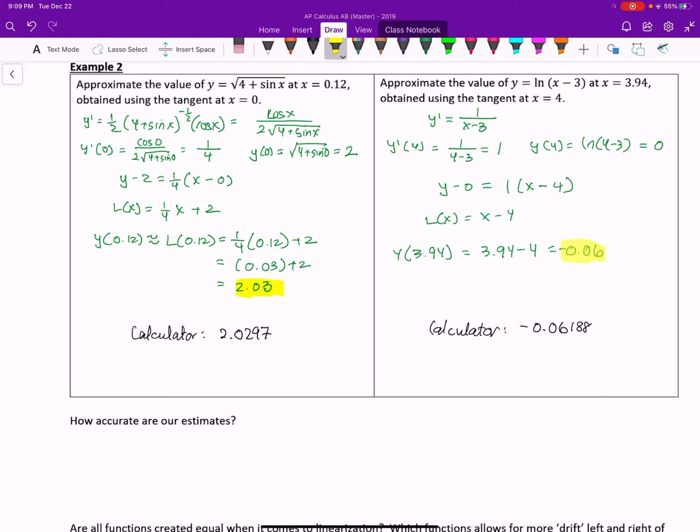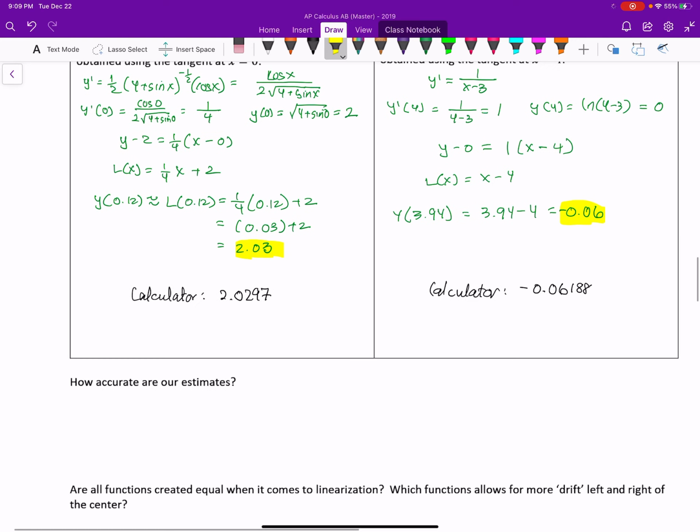Now, does that always happen? No, not necessarily. However, if it's centered closely to the value we're trying to estimate at, it will work. How accurate are our estimates? Well, it all depends on what accuracy we need, right? For our purposes, it's pretty accurate if you see that.